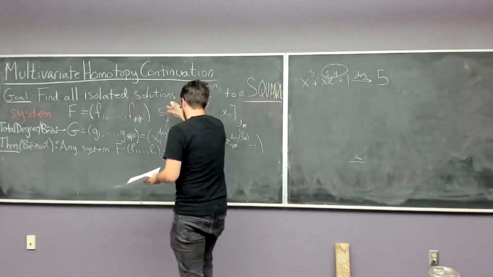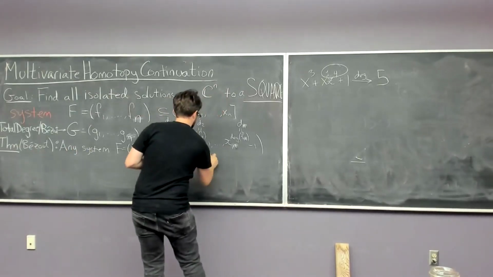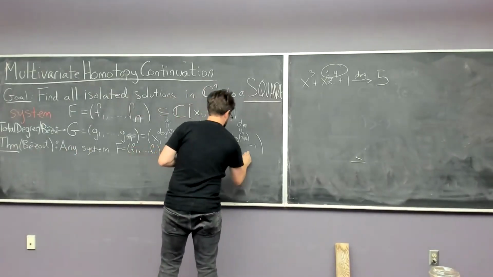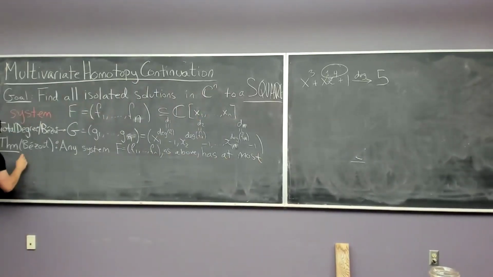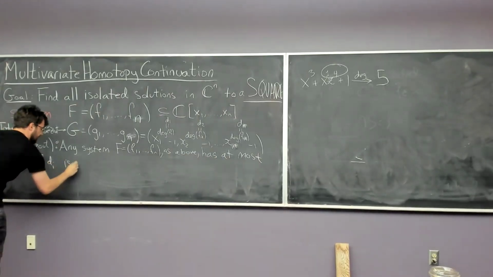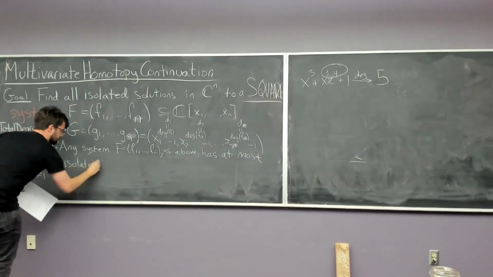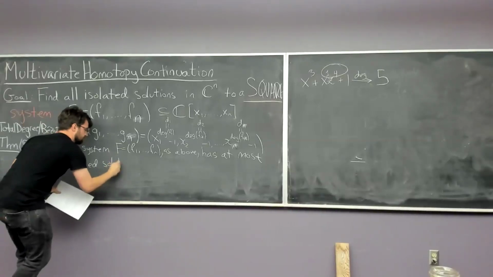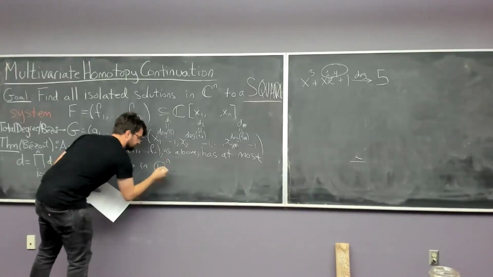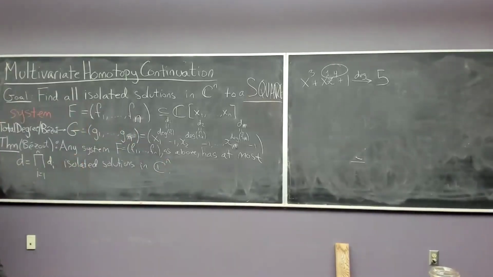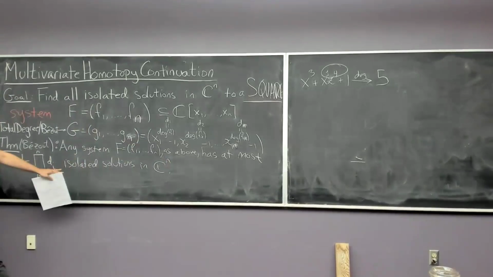Any system like this as well has at most D, which is the product from i equals 1 to n of D_i, isolated solutions in C to the n. They might have infinitely many solutions, but at most this many will be isolated.